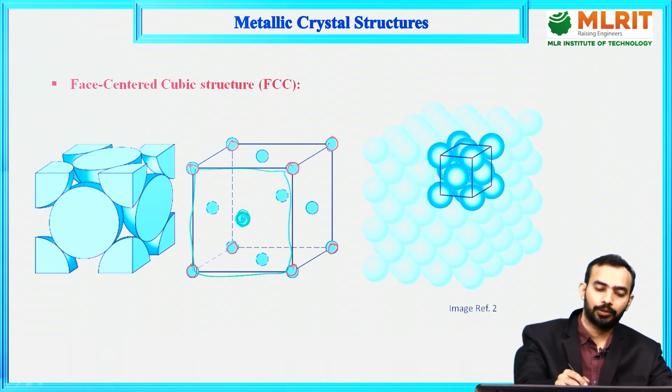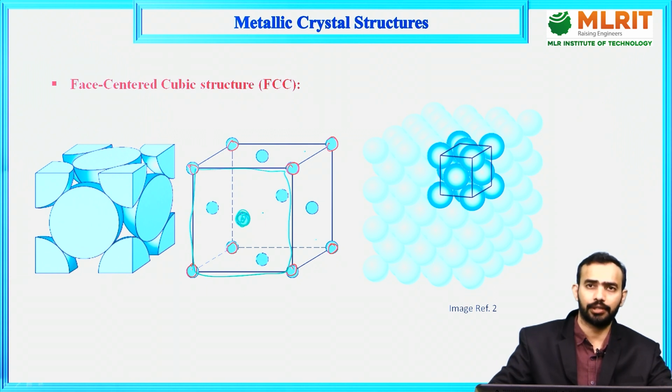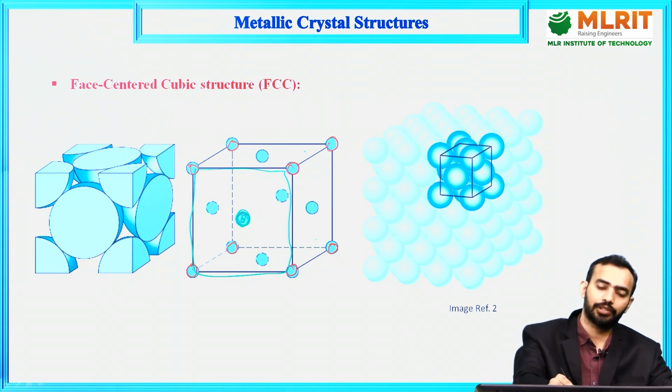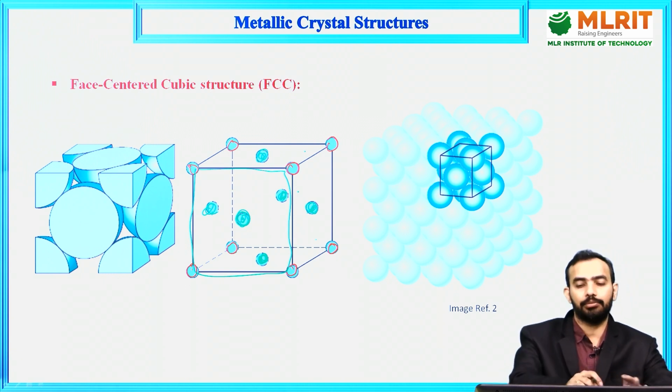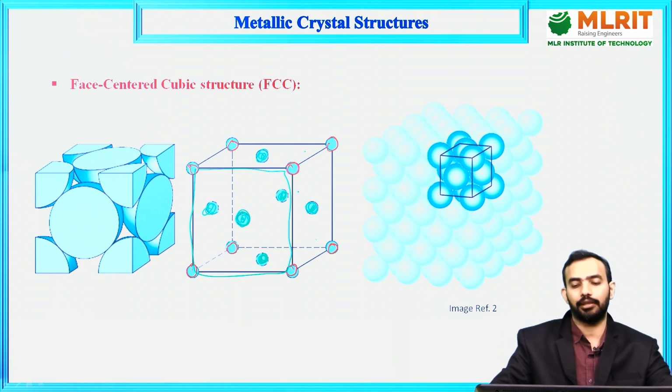Right. So like this, there are 1, 2, 3, 4, 5 and another 1, 6. A total of 6 faces will be there for the cube. For the 6 faces, I have positioned 6 atoms at the center of the face. All these are at the center of the face. So this is how atoms will be positioned in the face-centered cubic structure.